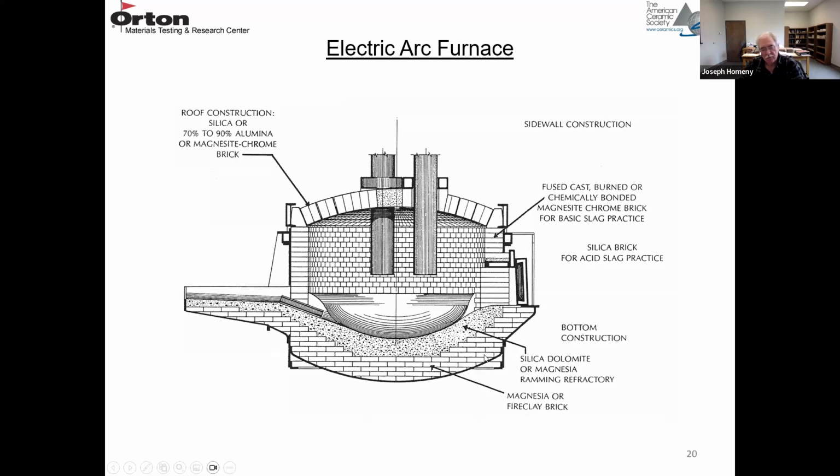So this is a side view of an electric arc furnace. Here are your 3 electrodes. Well, only 2 are shown here, but there are 3. Here's your roof. That roof lifts up and rotates out of the way, and then the charge is dropped in. And here's a tap hole for removing steel or slag.